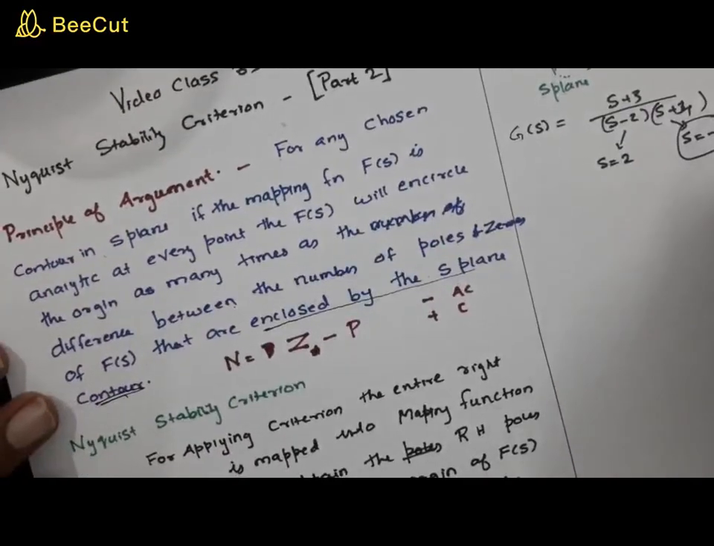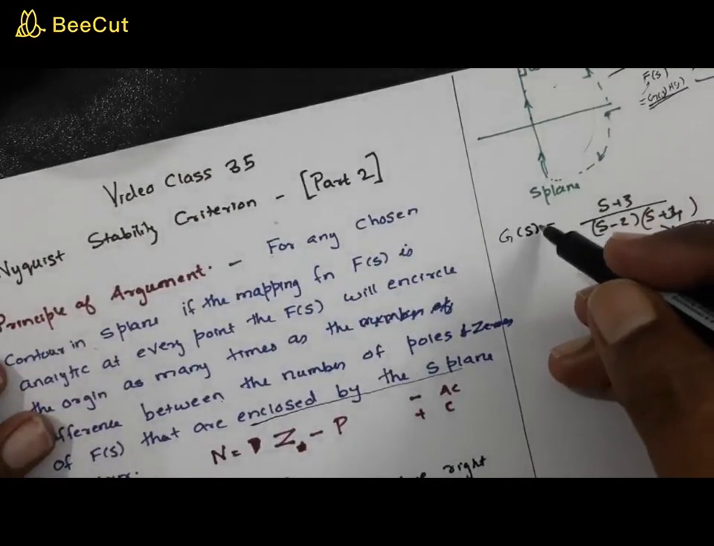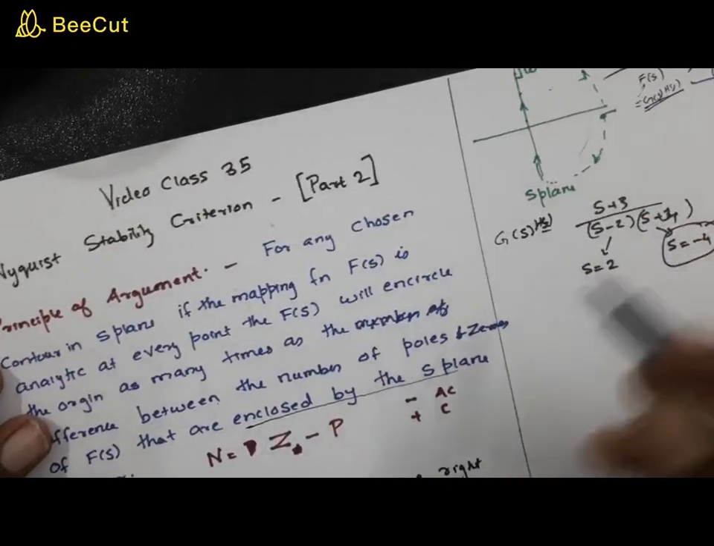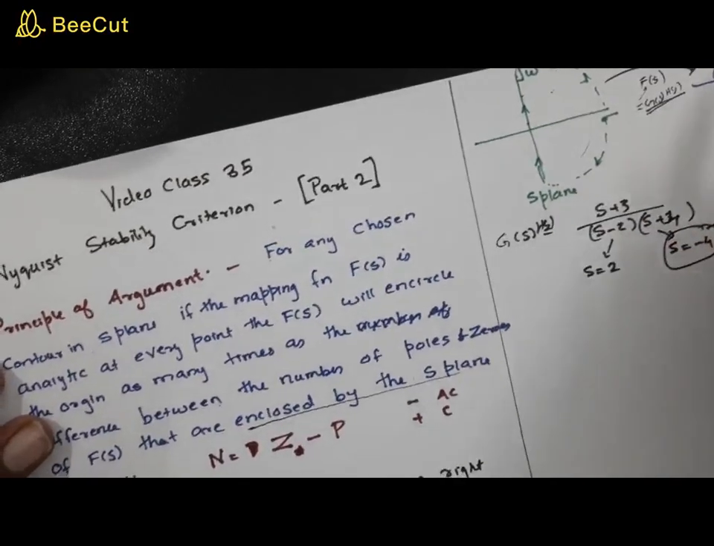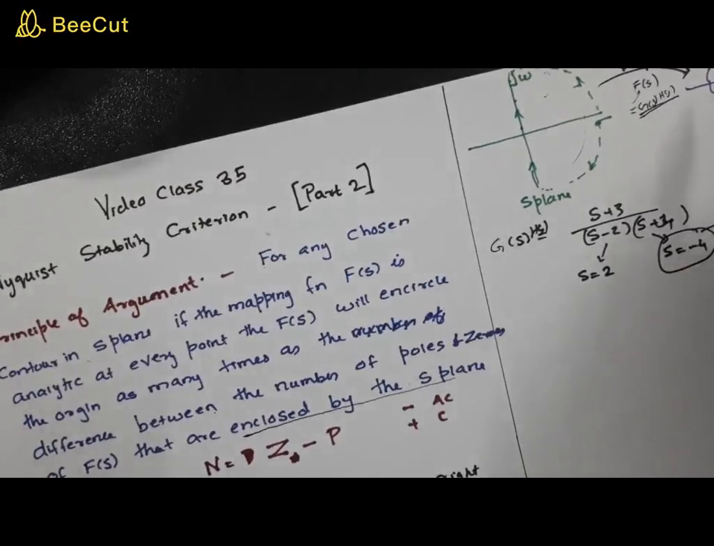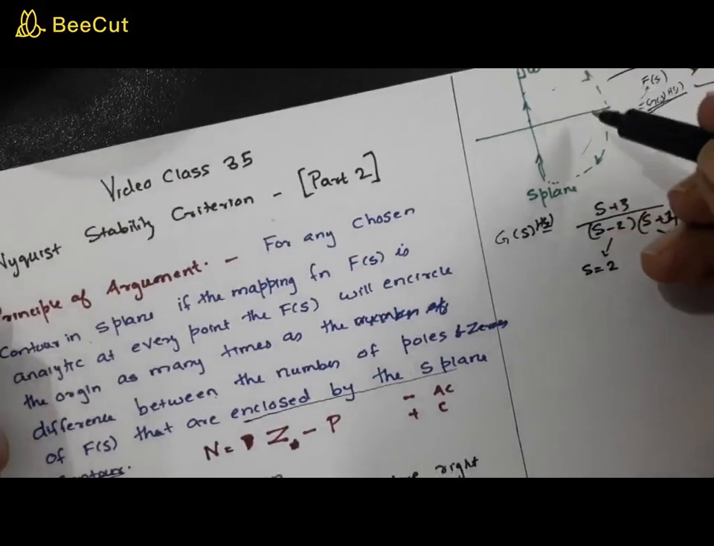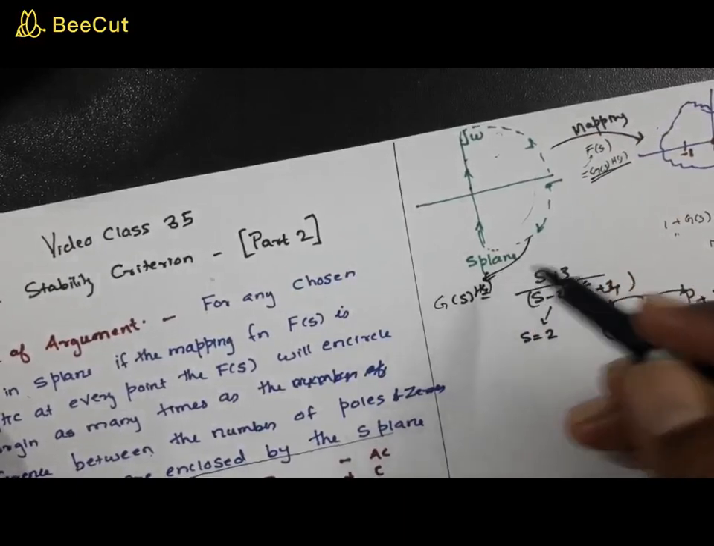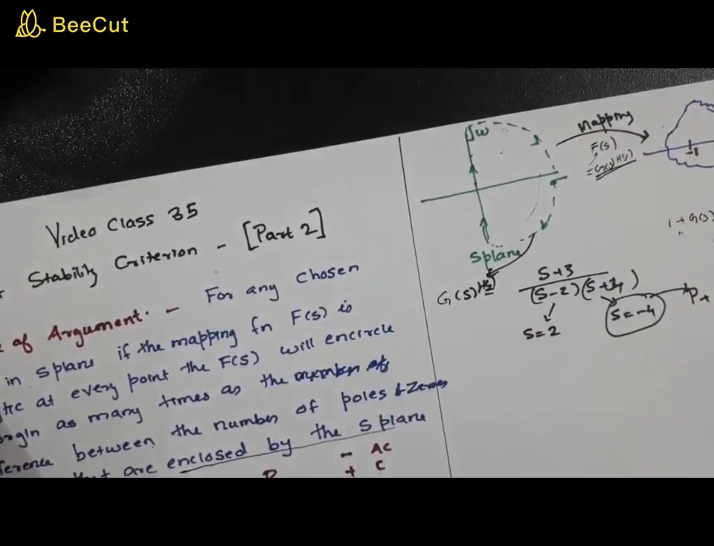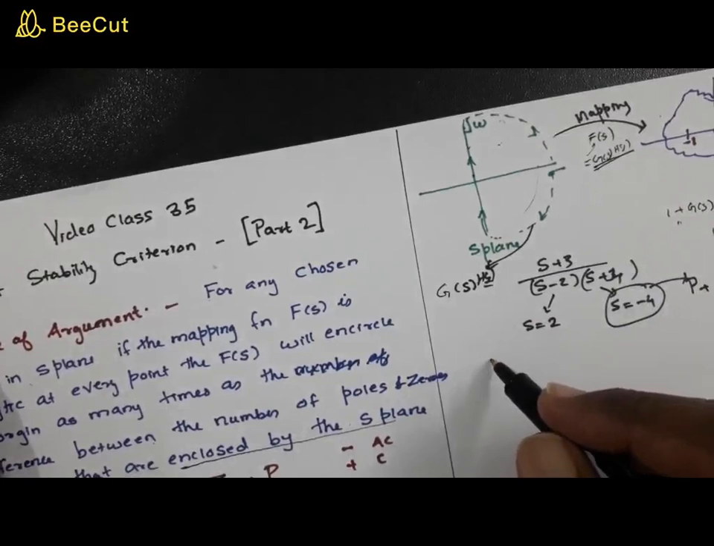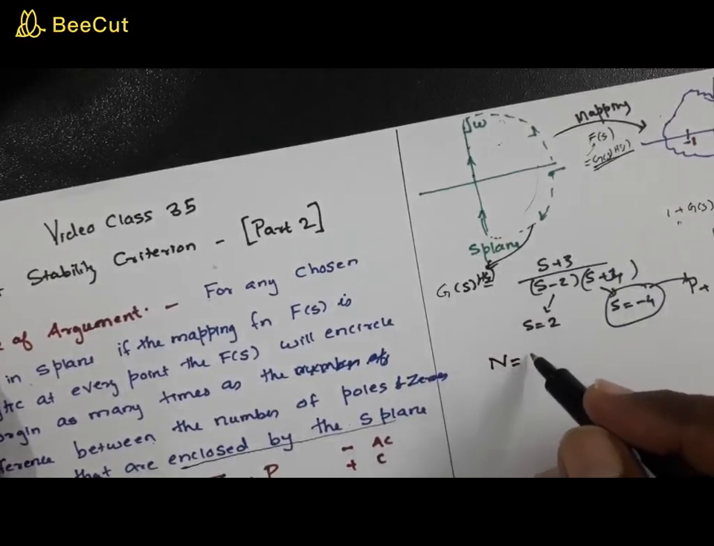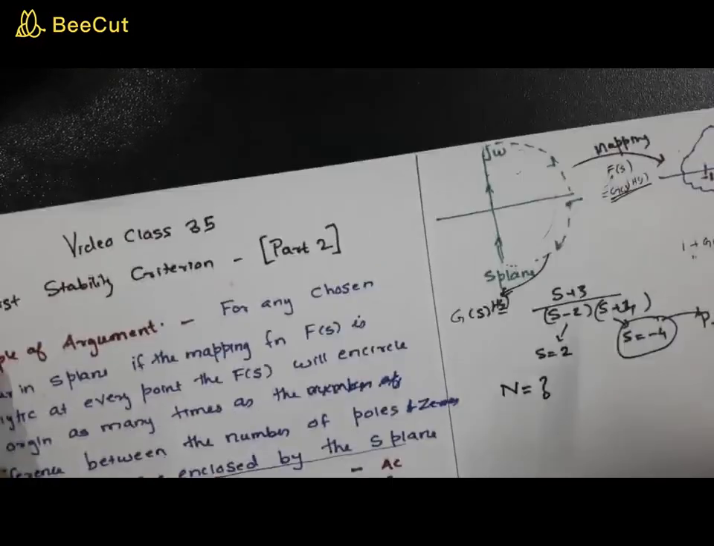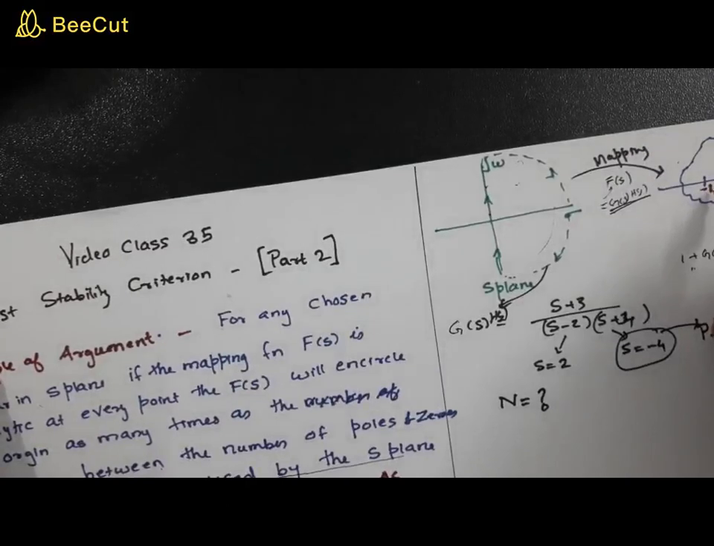Now, suppose this is your G(s)H(s). Now using this method, you can map the whole S plane, right? This right half plane to this function, and you will be getting a contour. Okay. Now from that contour, you will be getting the information of what? Information of the number of encirclements of minus 1 plus j0.